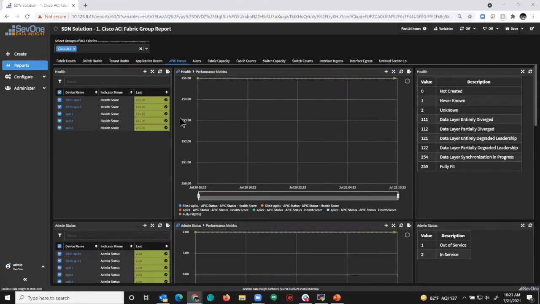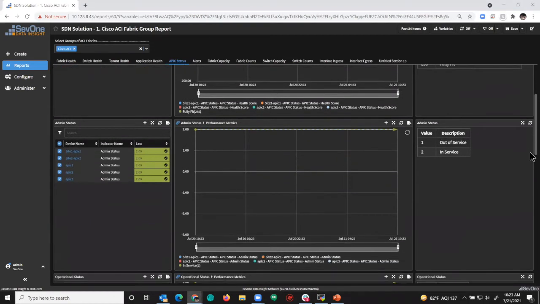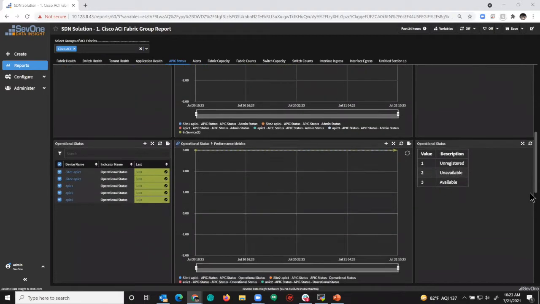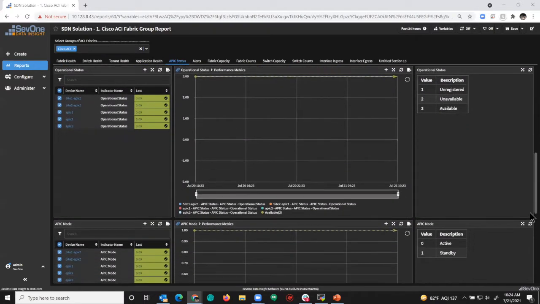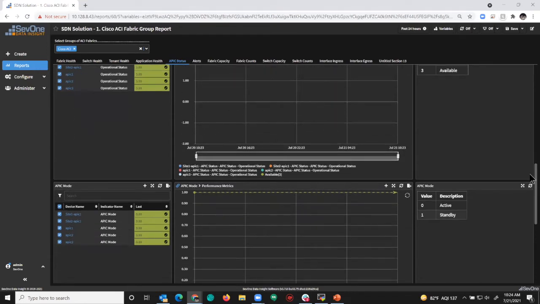So it has a health score. It has other statuses associated with it that we can collect data on, whether things are in or out of service, and we can see that data over time. We can see its operational state. So if one of the APICs goes offline, we would be able to see that here. And again, any metric I show you here, we can trigger alerts on and do cool stuff like that.